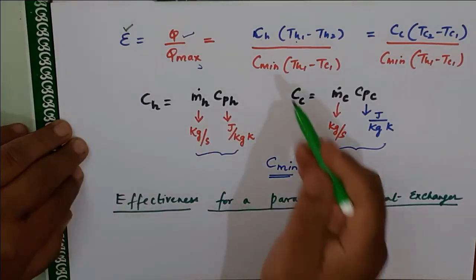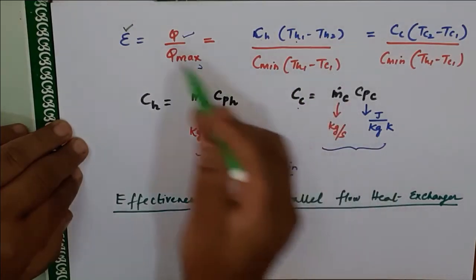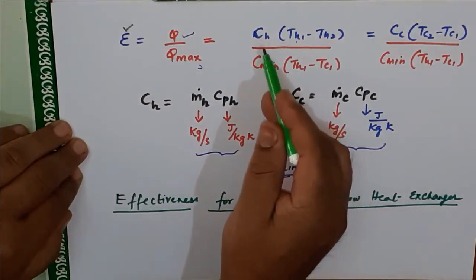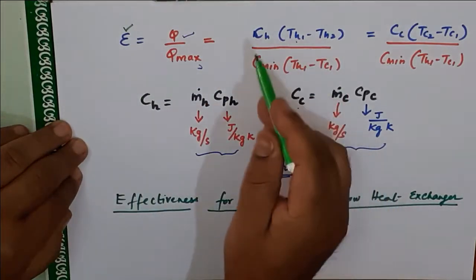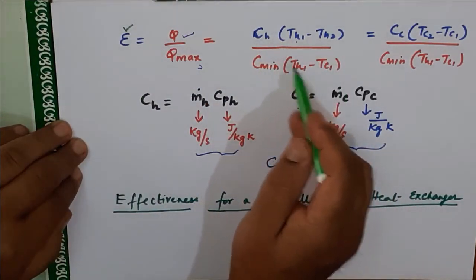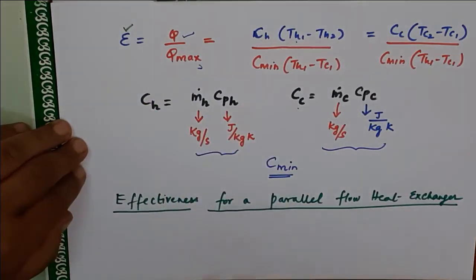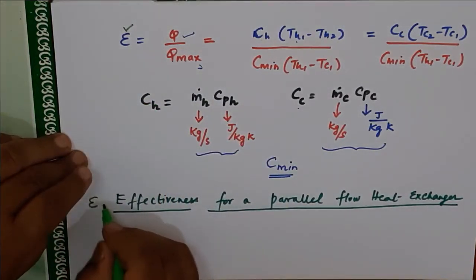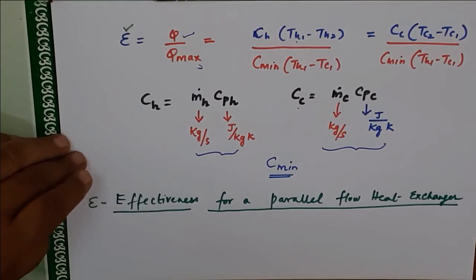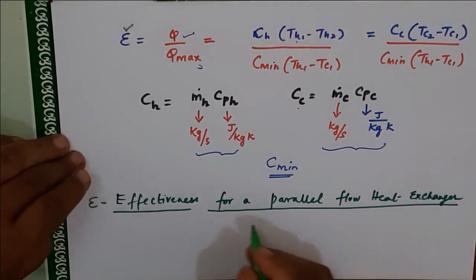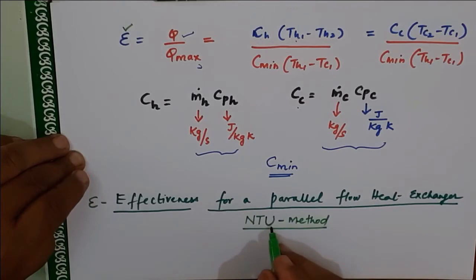What is the effect of hot fluid temperature and cold fluid temperature? What is the effect of specific heat? All these things. Since there are several variables involved, what will we do? We will go for non-dimensionalization, which is what we are going to do now. This effectiveness will be expressed as a function of 3 non-dimensional parameters, and this is known as the number of transfer units method.